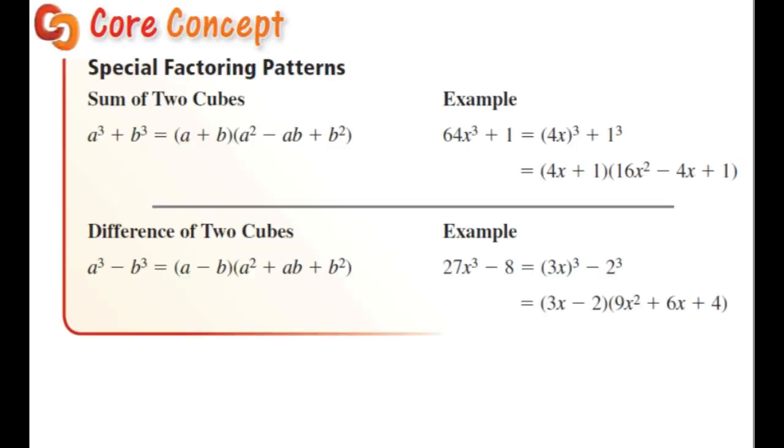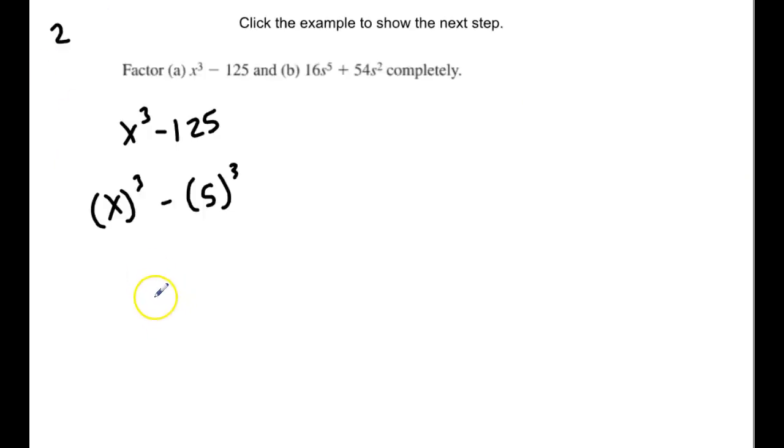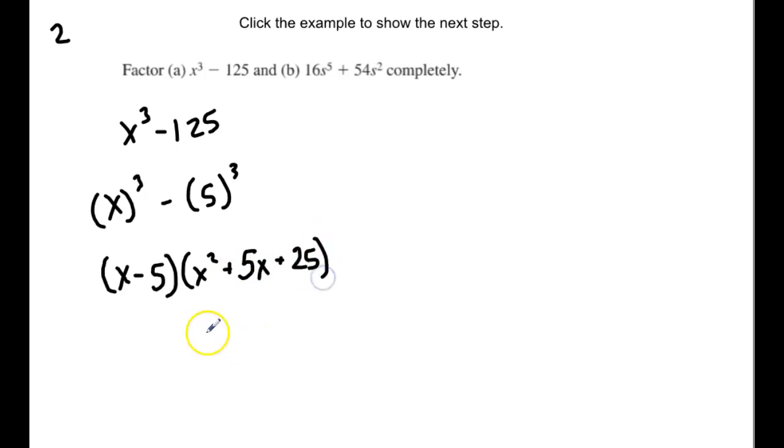So now I can go back to my core concept, and I can look at how I'm going to write those out. Okay, so I know that I'm going to end up with my a minus b, so x minus 5, and then I have a squared plus ab, or ba, right? So I always just write the numbers first, plus b squared. So now I'm left with this, and that's as simple as I can get that, and that's as factored as that will work. So I know that I'm done with part A.